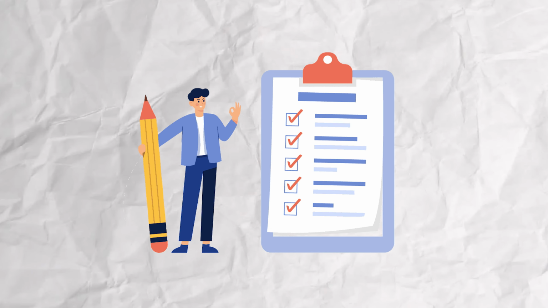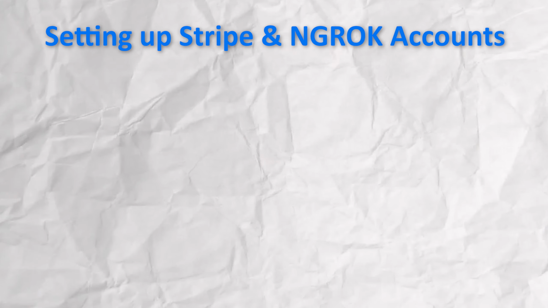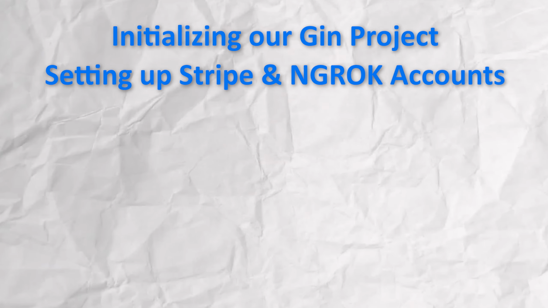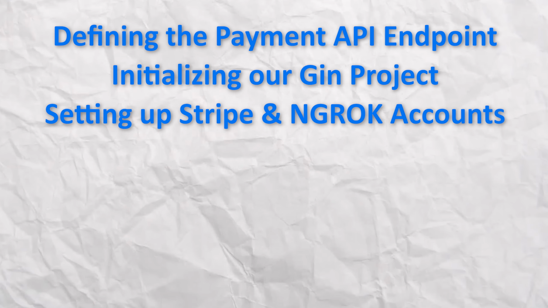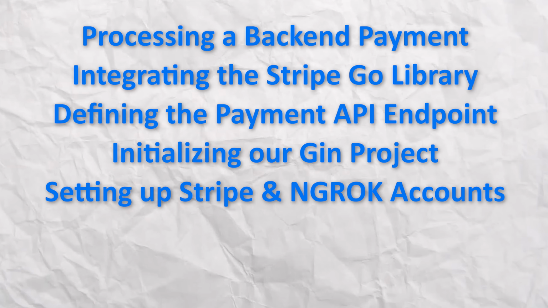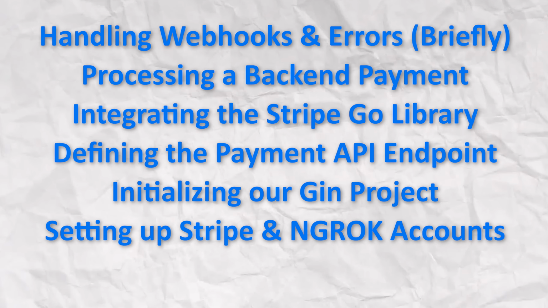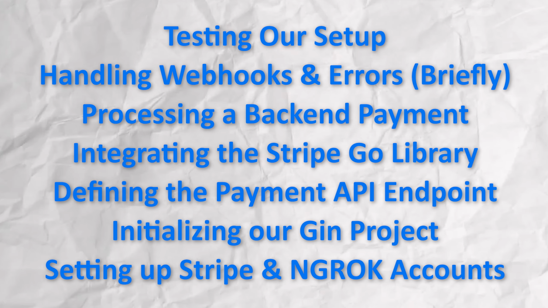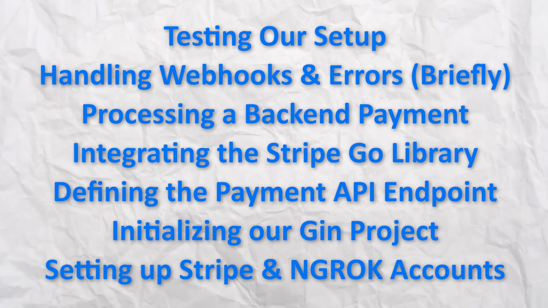Alright, let's map out our journey. We are focusing purely on the backend today. We'll start by getting our Stripe and Ngrok accounts ready, then bootstrap a new Gin project. We'll define the payments endpoint, pull in the official Stripe Go library, and actually process a test payment. We'll also touch on handling essential webhooks and basic error scenarios, and finally test everything to make sure it's working smoothly.